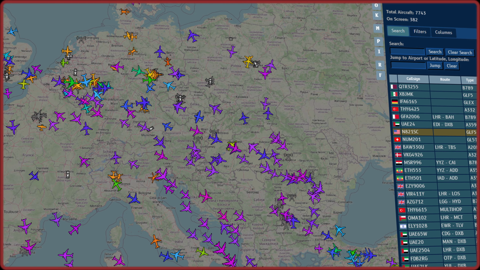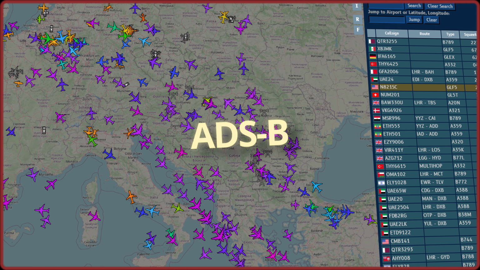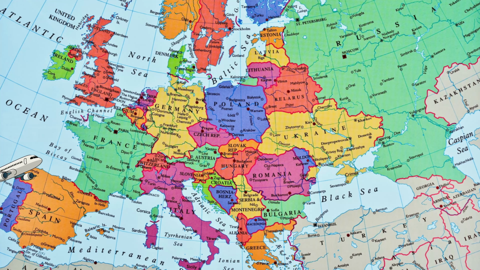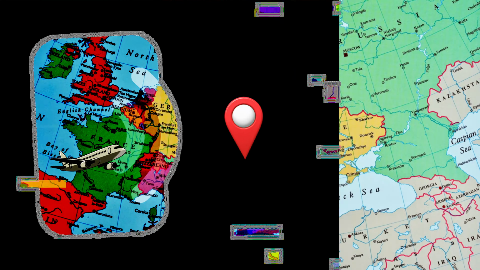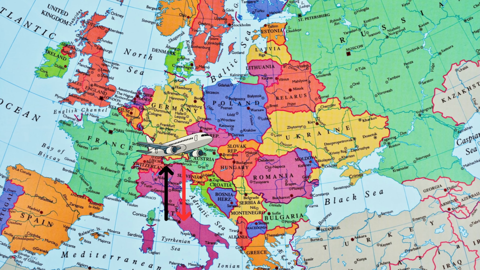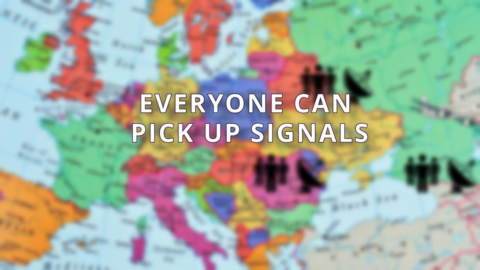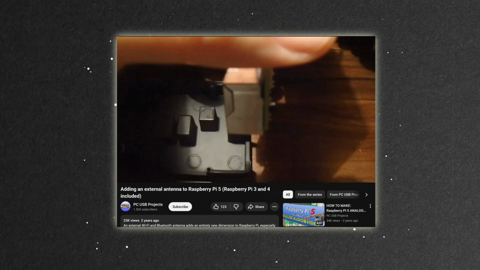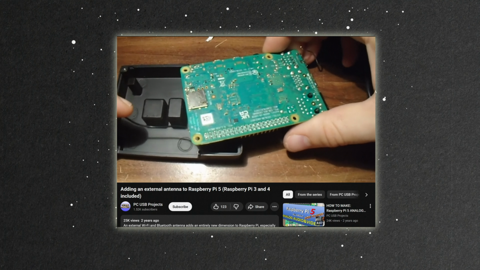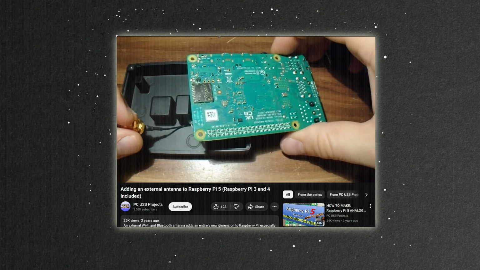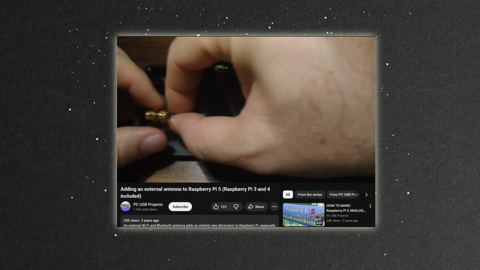Automatic Dependent Surveillance Broadcast, or ADS-B, is a system used to track aircraft in real time. Most modern planes continuously broadcast their position, altitude, speed, and other flight data over radio signals. Anyone with a simple ADS-B receiver on the ground can pick up these transmissions. With an inexpensive setup like a Raspberry Pi and a basic antenna, you can receive signals from aircraft tens or even hundreds of kilometers away.